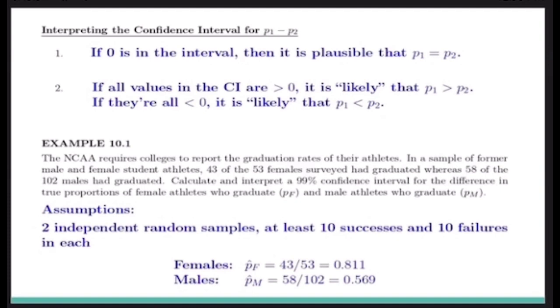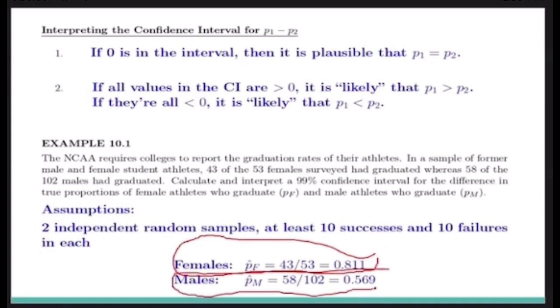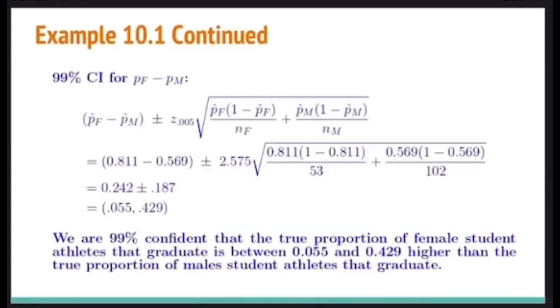But before you start, first investigate this. When this holds, then go ahead and figure out the point estimate for female and the point estimate for male, which is 43 out of 53 for that and 58 out of 102 for this. After getting this, you are ready for the confidence interval. Now, this is the formula.